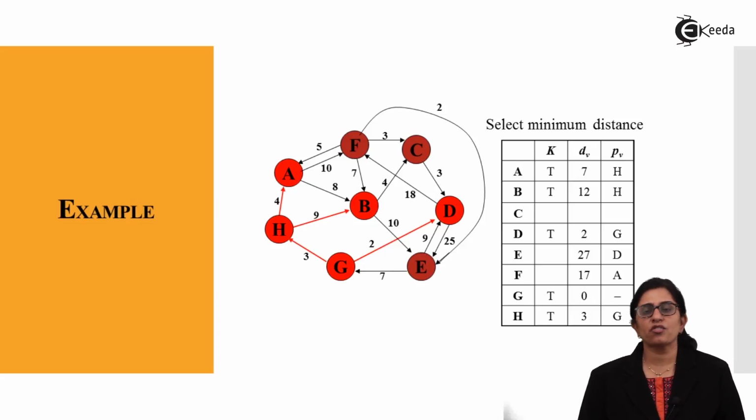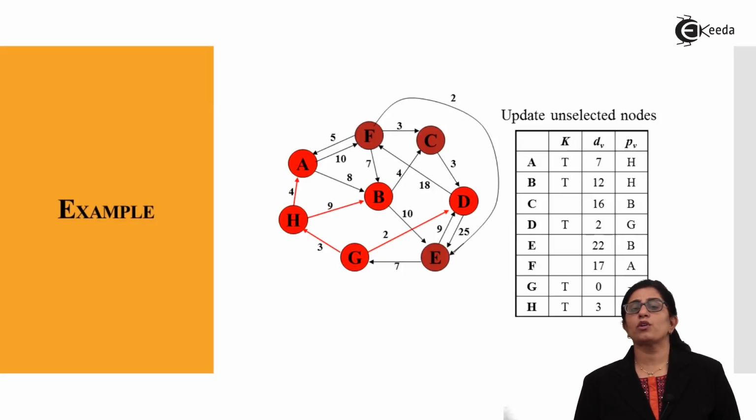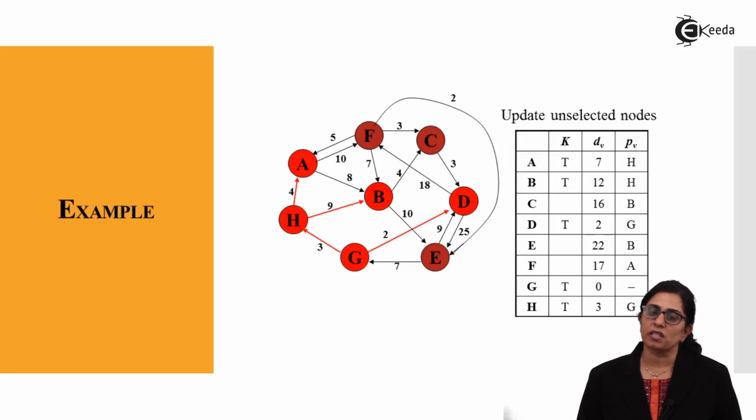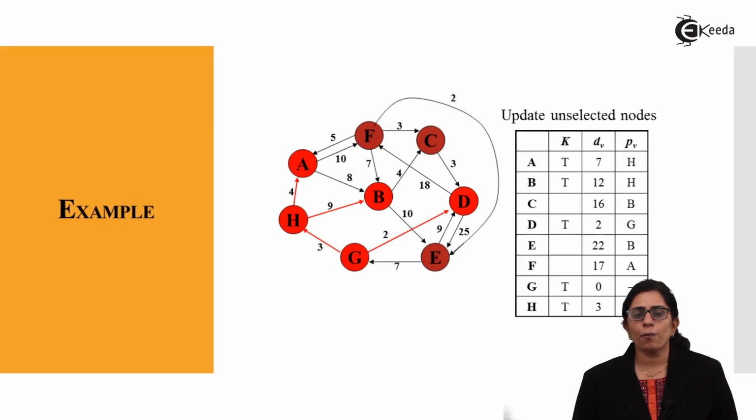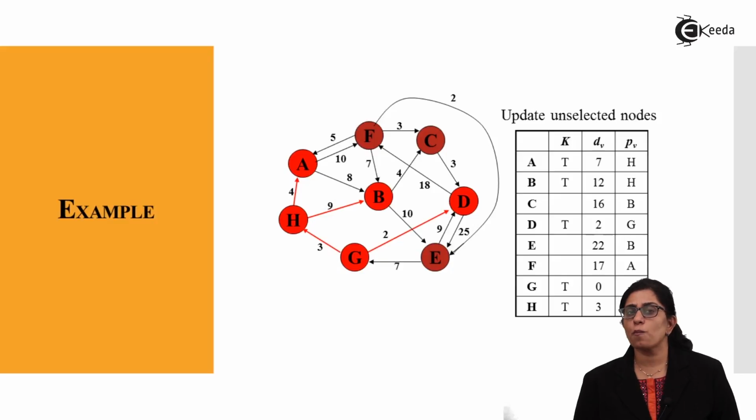From B, where all can I travel? From B, I can go to C. B has a value of 12, that is, the distance traveled to reach B is 12, and from B to C is 4. So 12 plus 4 makes it 16. And from B, I can even traverse to E. The value of traversing to B is 12, and from B to E is 22. So we replace that and we write over there 22, as the previous one to reach was 27.